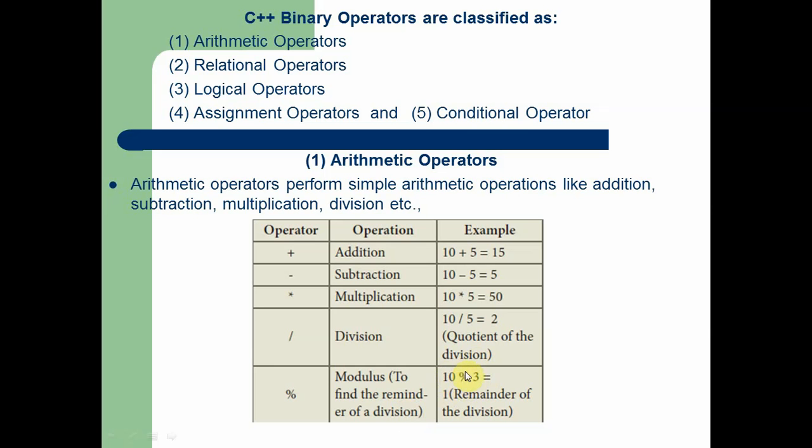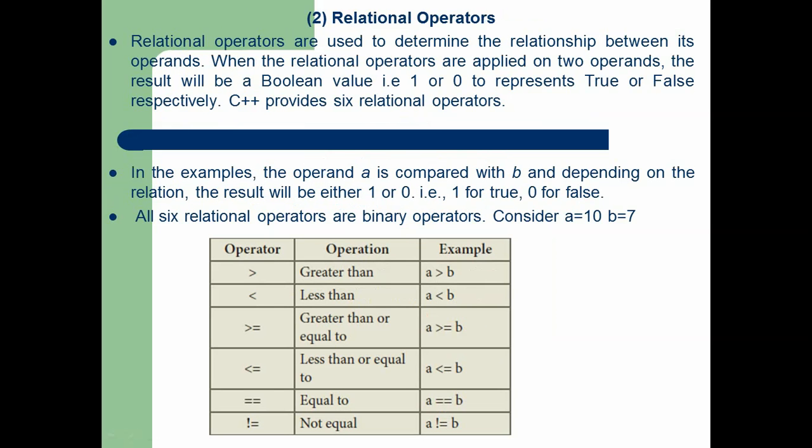We should call this percentage symbol modulus in C++ because it is the name allotted for this symbol. 10 modulus 3: when we divide this, what is the answer? 1. Because modulus will give the remainder as output, but slash will give the quotient as output. This is the simple difference. I hope you understand very well. Now we are going to see the next group called relational operators.